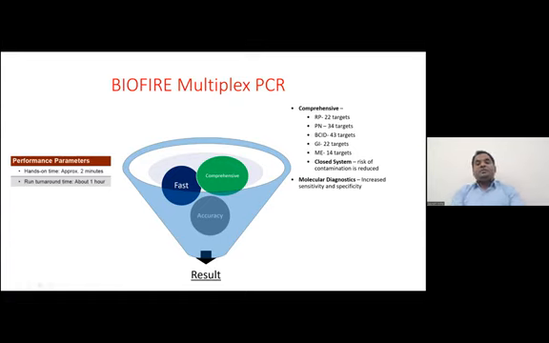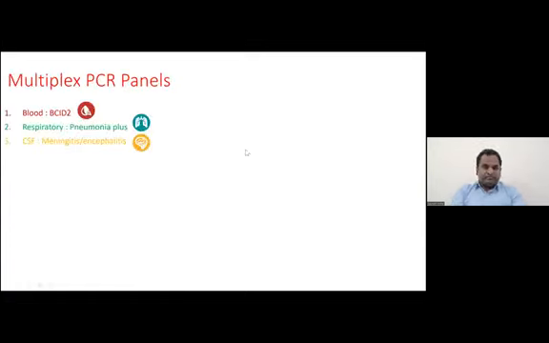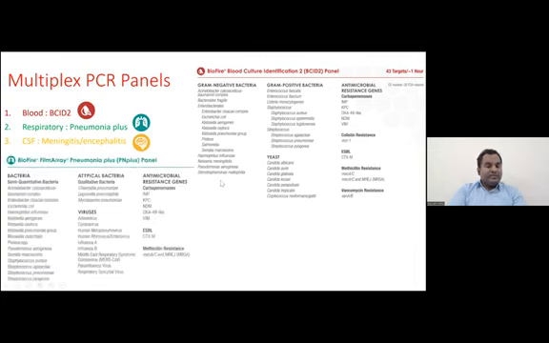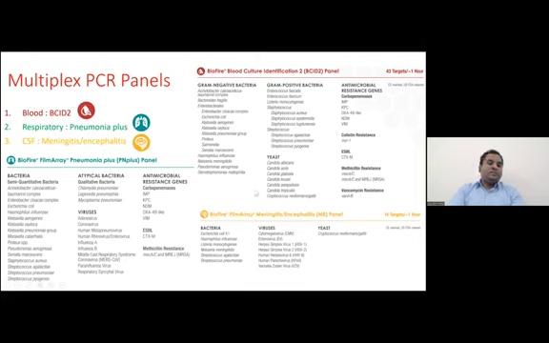Molecular diagnostics is associated with increased sensitivity. So like we see, this is the blood culture identification panel, which has 43 targets. This is the pneumonia panel, which we will discuss in detail. And this is the meningitis panel, which has 14 targets.